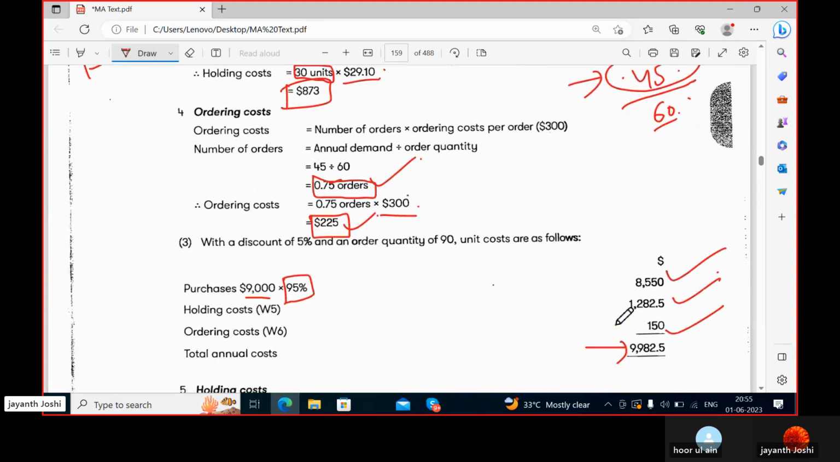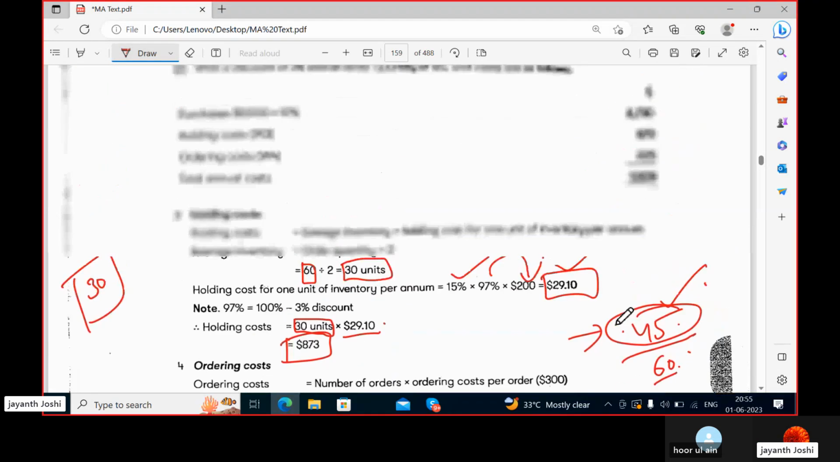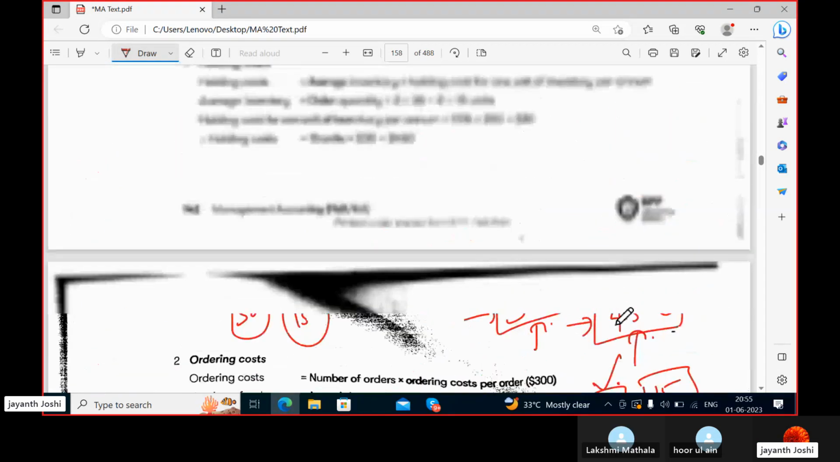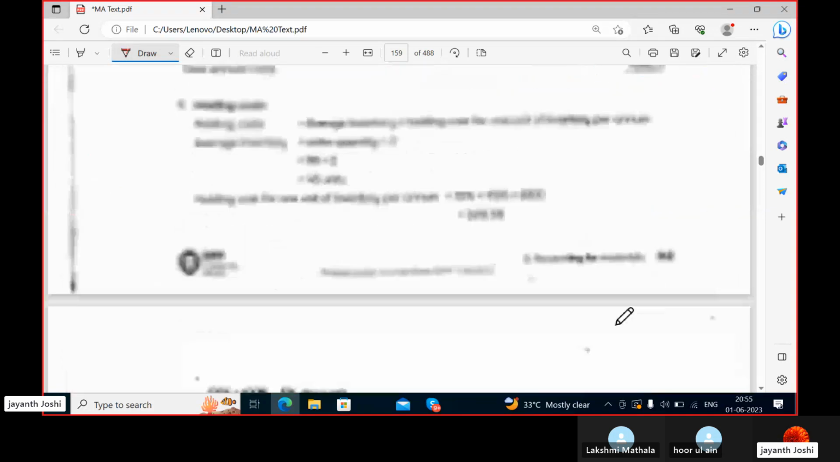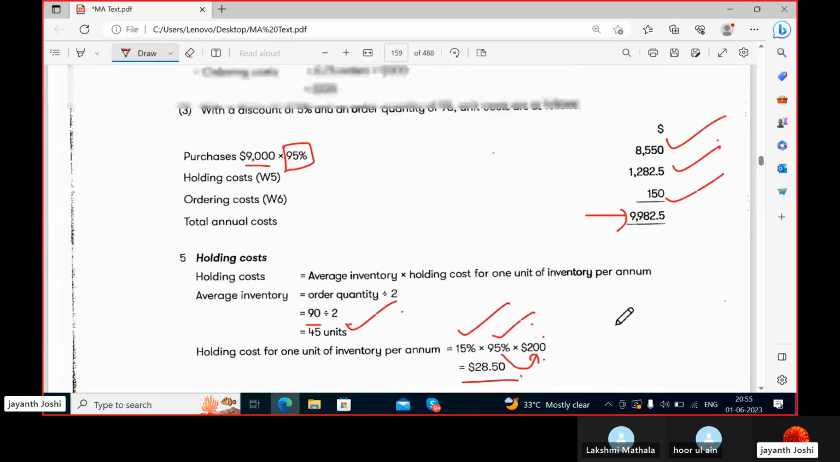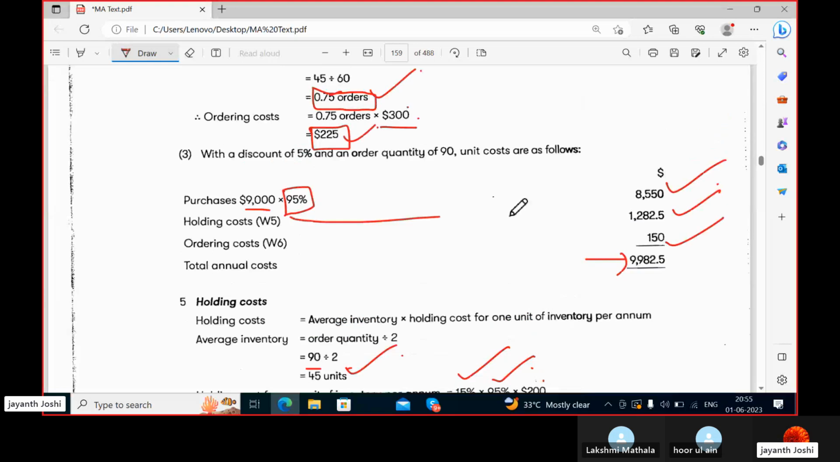Let's see what is happening. 9,982, and here it was 9,828, and here it was 9,900. So this is way ahead. That means it is more. Here I am incurring very high holding cost, because my order size is very big. Of course, that will drive my holding cost. So here, this is not advisable. So the best is the one with the least cost, which is better than EOQ. Fine.